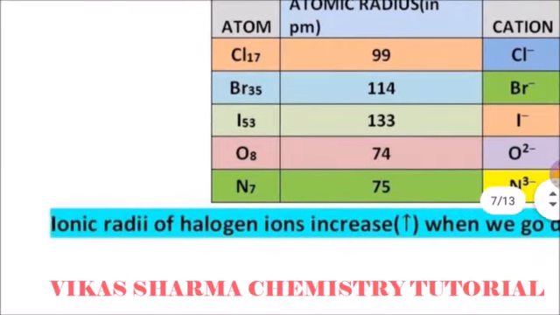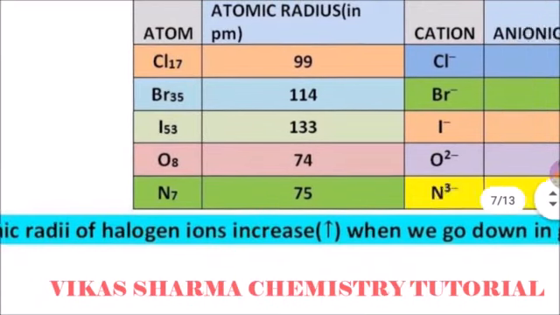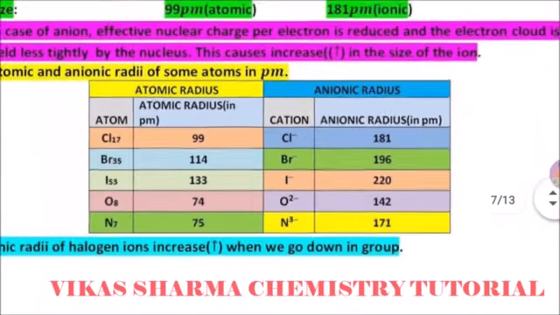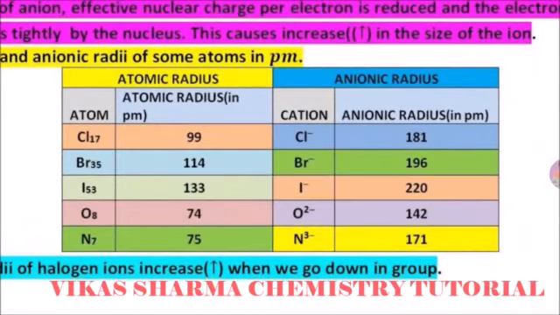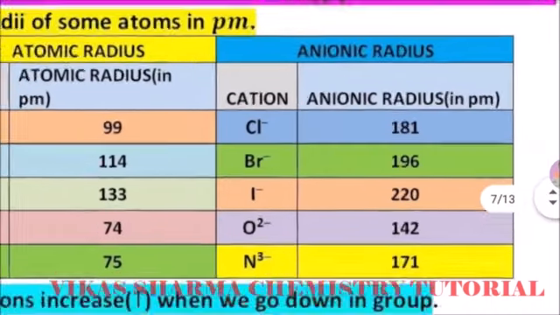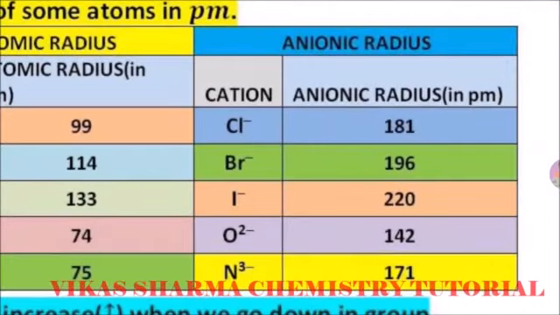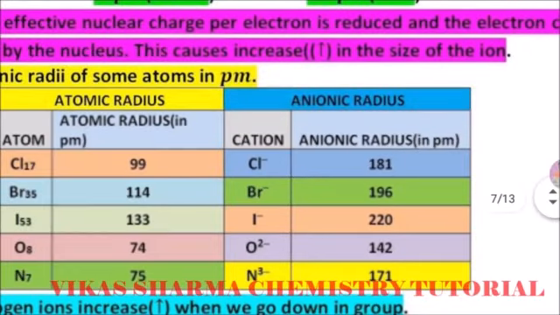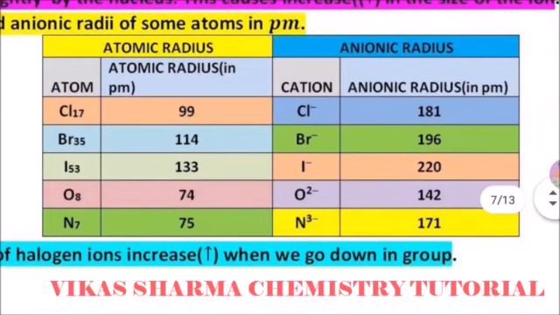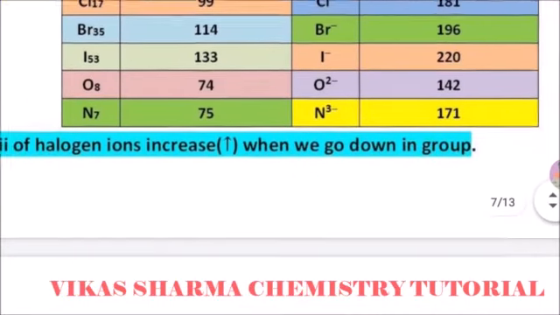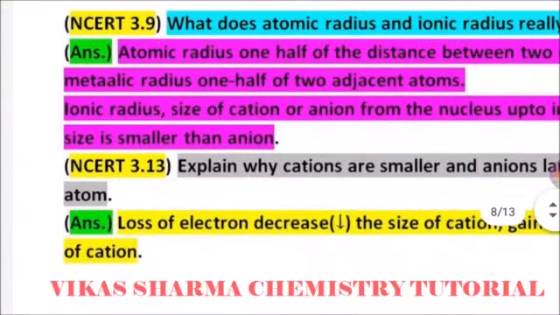So the ionic radii of halogen ions increase when we go down in a group, meaning when we move to the bottom, the size increases. For example, chloride has an ionic radius of 181 picometer, and iodide has greater charge and greater size, so it becomes 220 picometer. So when we move down, the size of the atom increases and the size of the anionic radii also increases in the case of halogens.